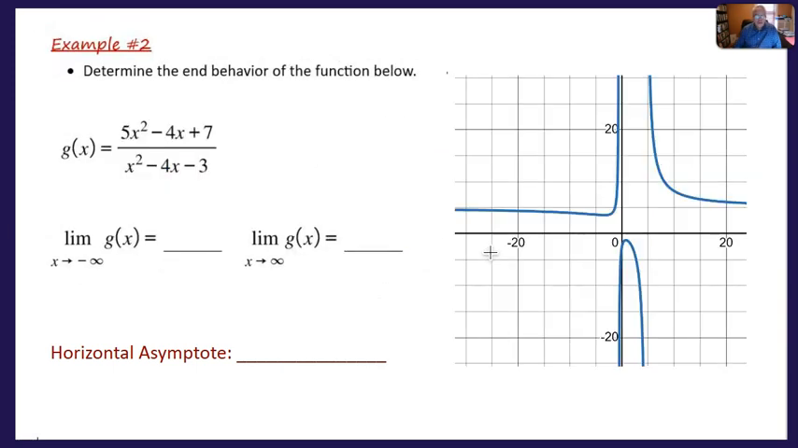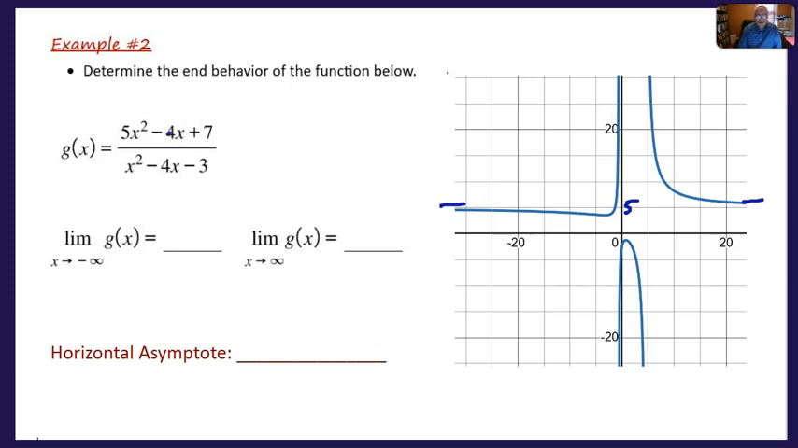All right, here goes our second example. In this function, we can see from the graph that it looks like it's approaching 5 here. This is 5 on the y-axis, and it looks like it has a horizontal asymptote there. Okay, well, let's see it from the equation.